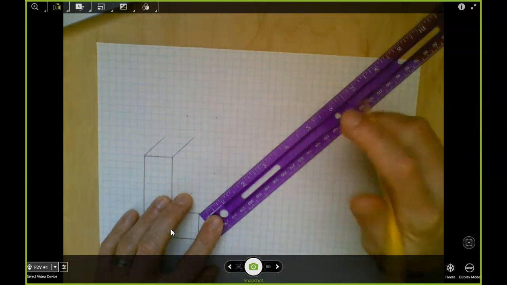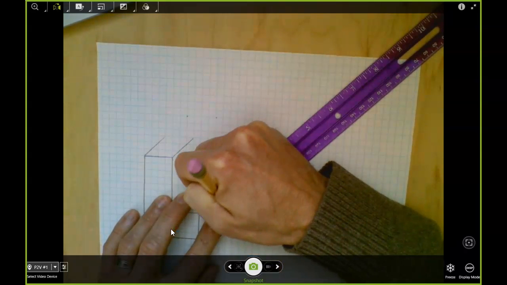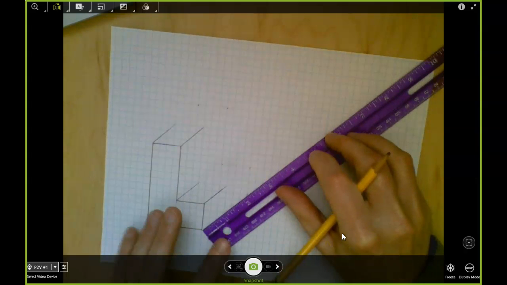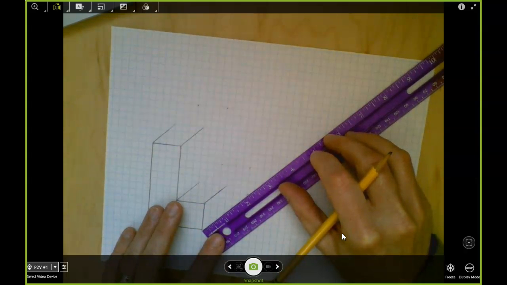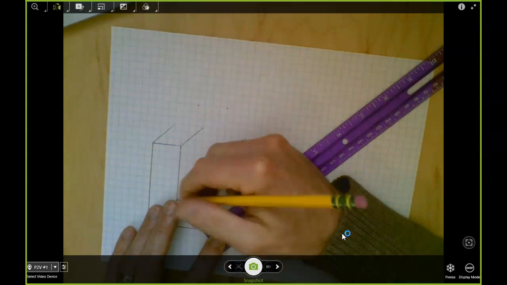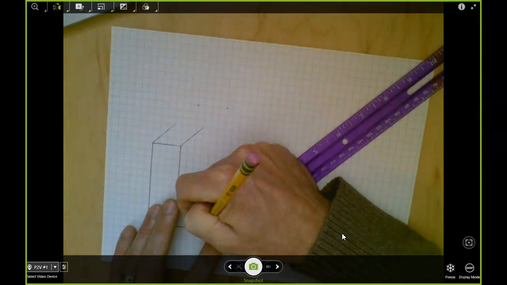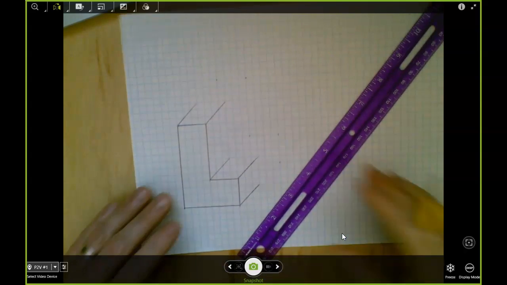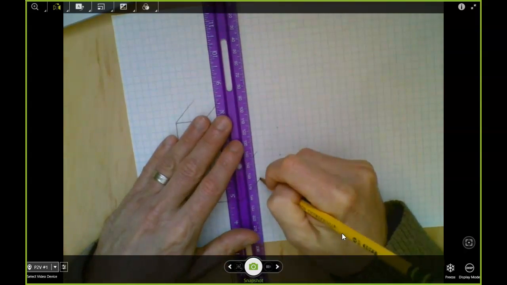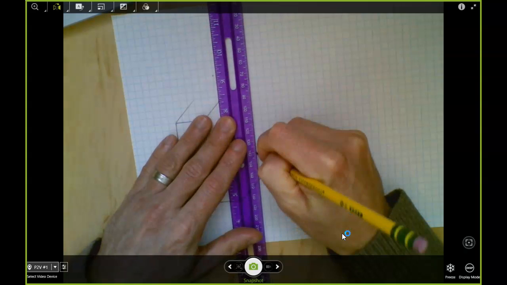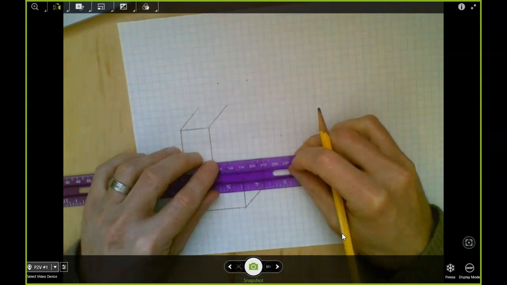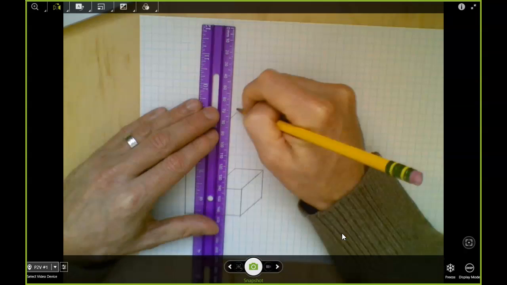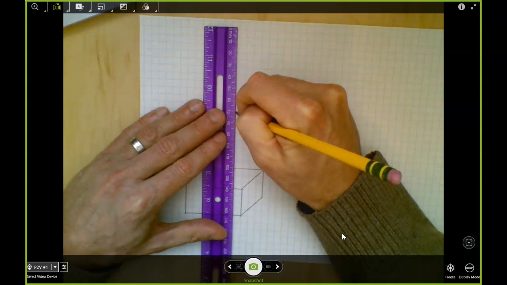Okay, so what we're doing here, again, by specifically measuring to 1 inch, we're getting the depth of our object because our object is 1 inch deep. All right, and then from the back end of those 1 inch lines, you should be able to just measure up and over, and then up and over. Or, just draw your lines.